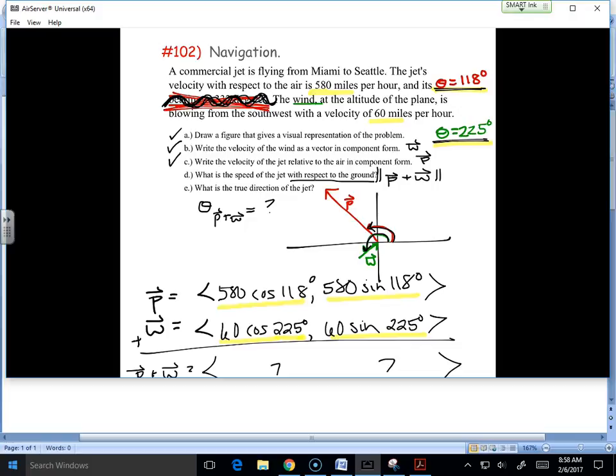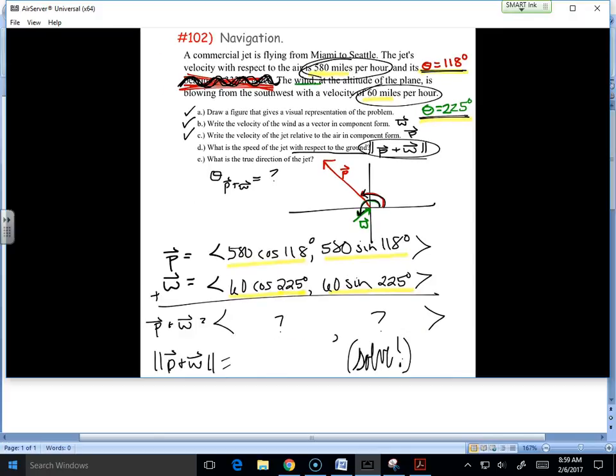How do we put two vectors together? So let's see. Letter A was draw a picture, check. Letter B was write the velocity of the wind, W, as a vector, got it. Write the velocity of the jet plane in component form, got it. Letter D says, what is the speed of the jet with respect to the ground? They want the overall result, aka P plus W in magnitude, because the magnitude in this problem is the speed. If you look up here, this magnitude was speed, this magnitude was speed, so we need to find the magnitude of the sum. How do we always add vectors, cool kids? Just add them. Horizontal plus horizontal, vertical plus vertical. So what am I doing right now in my calculator? Thank you, Sam, that I'm plugging in.